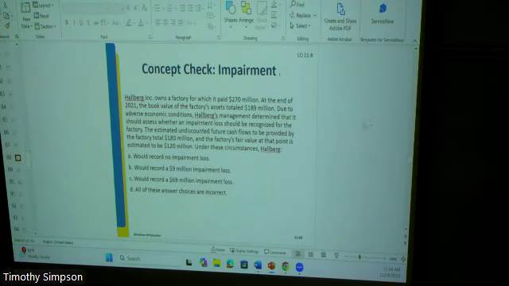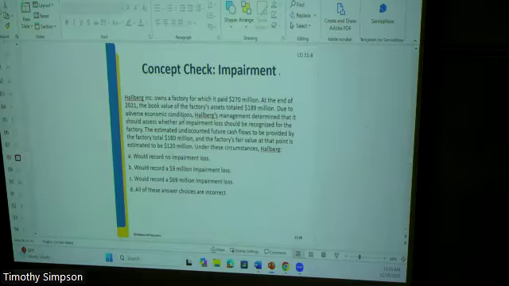Okay. All right, so a quick quiz here. Hallberg Incorporated owns a factory for which it paid 270 million. At the end of 2021, the book value is 189 million. Okay, not good. Due to adverse economic conditions, Hallberg's management determined that it should assess whether an impairment loss should be recognized for the factory. The estimated undiscounted future cash flows are 180 million, and the factory's fair value at that point is 120. Under these circumstances, what should the company report?